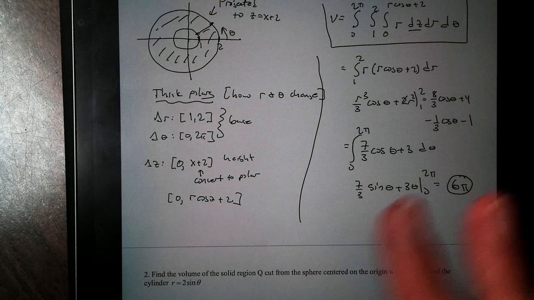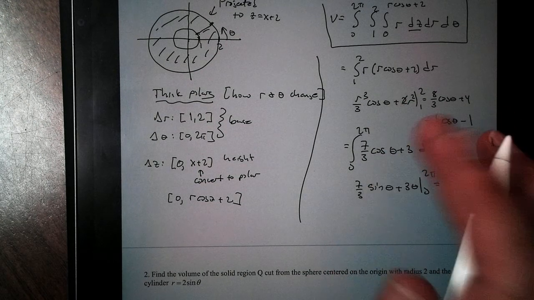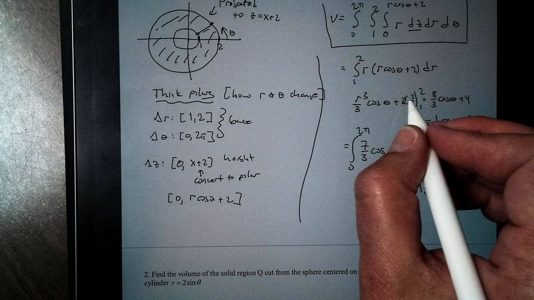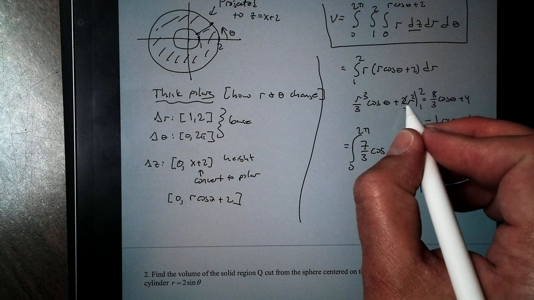Number one, you're going to make mistakes. Just don't be afraid to fix them, okay? Because remember, this becomes 2r or 2r squared over 2, and those canceled out there.